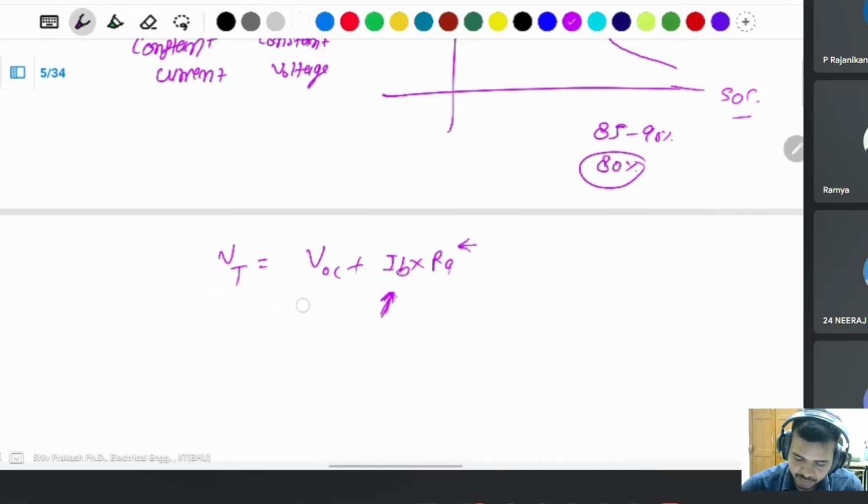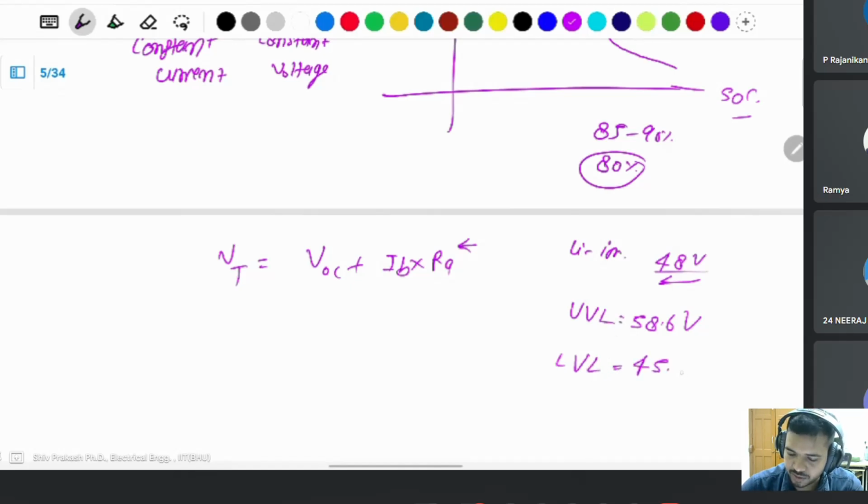Can you give us an example of this? Suppose you have a lithium ion battery, a 48-volt battery. The maximum voltage is 58.6 volt and the minimum voltage is 40.5 or something. These are the upper and lower voltage limits of the lithium ion battery.